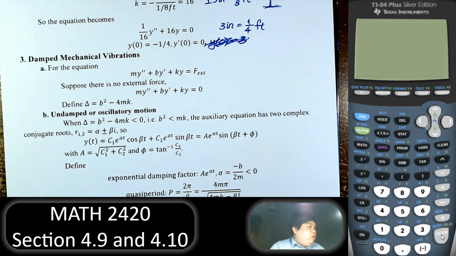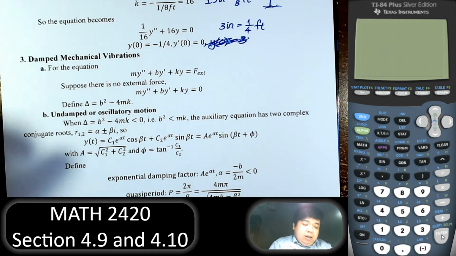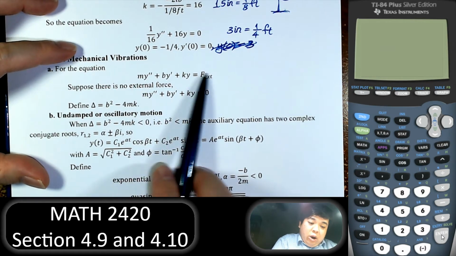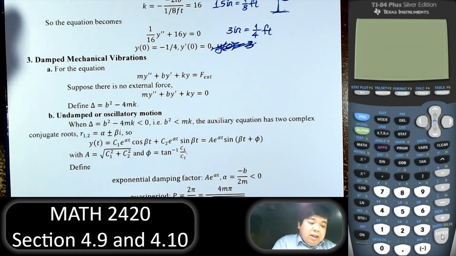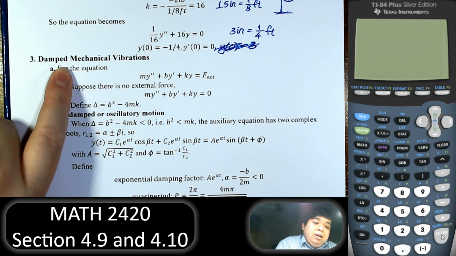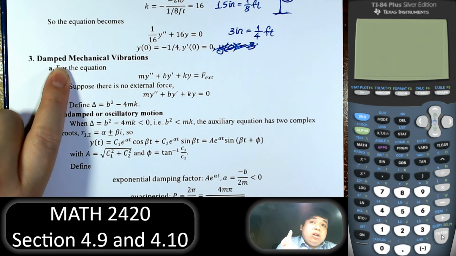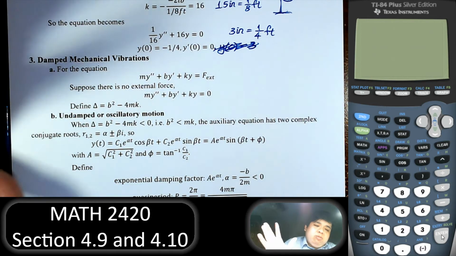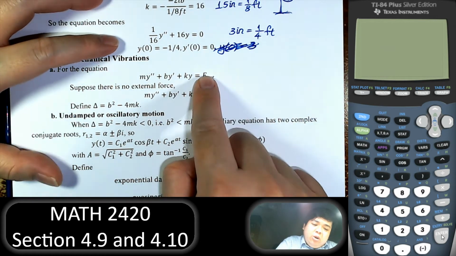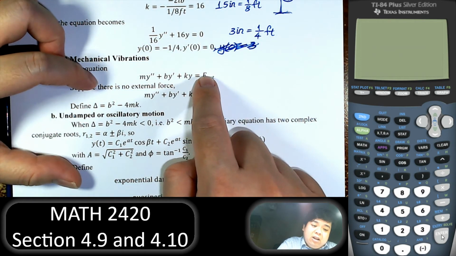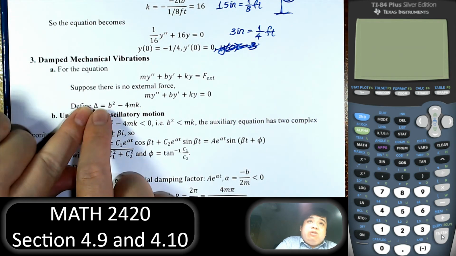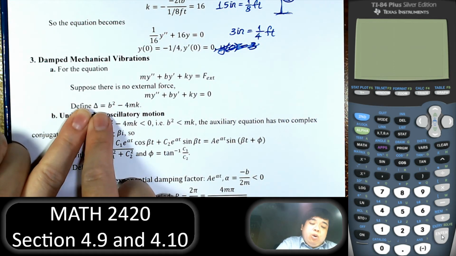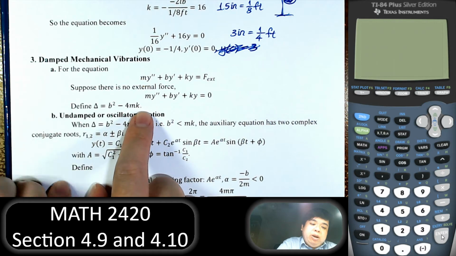Now let's go to different scenarios of this equation. Suppose that this is damped mechanical vibration, meaning that B is no longer 0, so B is going to be positive. And suppose, first of all, that there's no external force, but there is the damping factor. So we define delta. The reason we call that delta is that this is the discriminant.